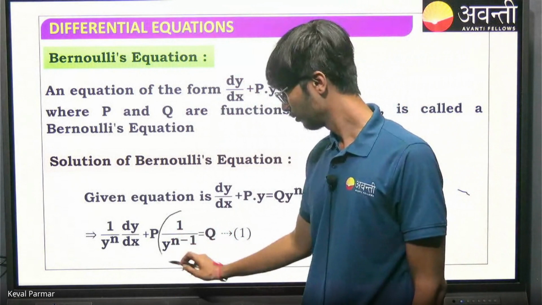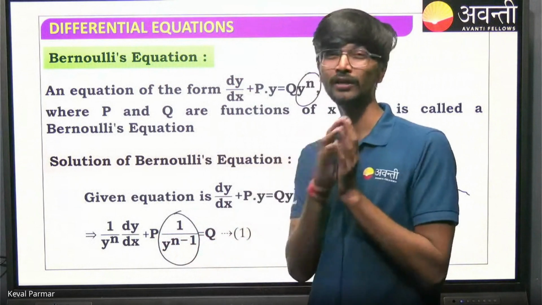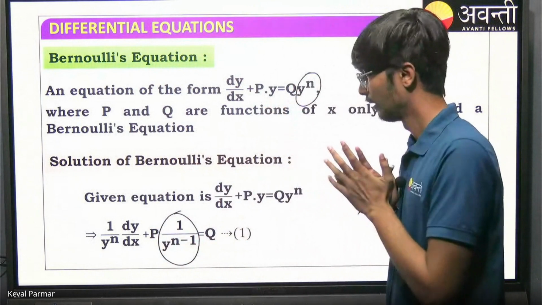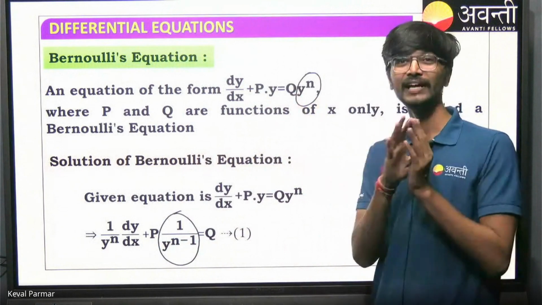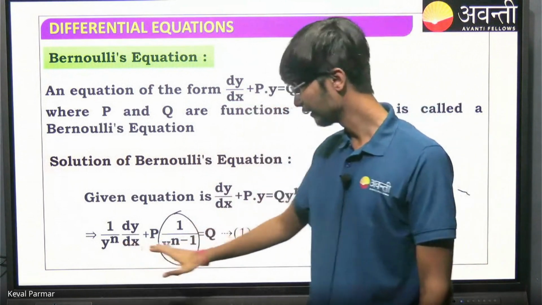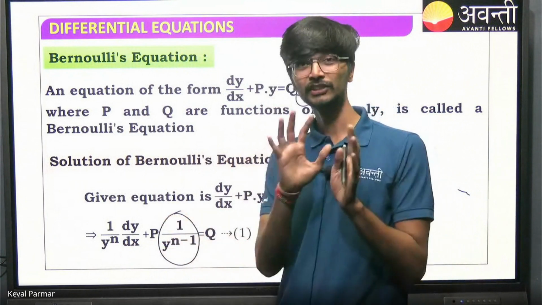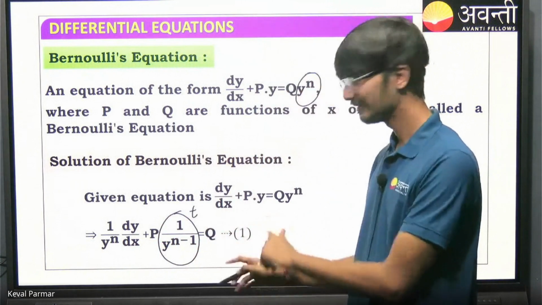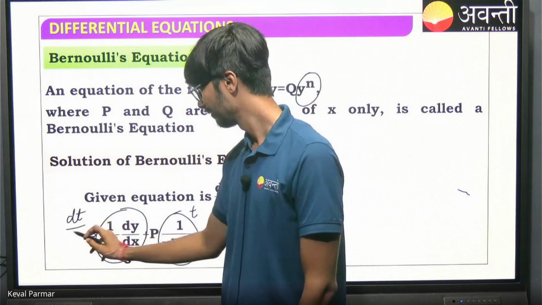Now, an interesting thing to note: remember, we will not learn Bernoulli's equation by heart, we'll use our common sense. Every time there is a function of y, we'll just divide by y, so we'll get this type of equation. And after that, we'll put the function of y which is with p as t. So if we put this as t, this whole thing will become dt by dx.